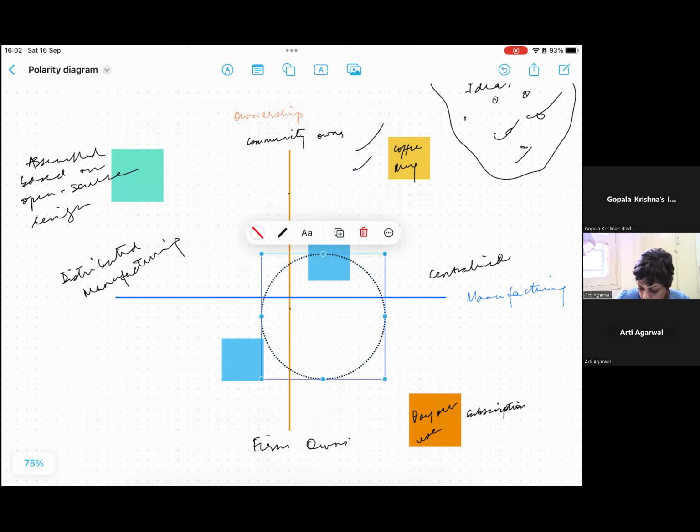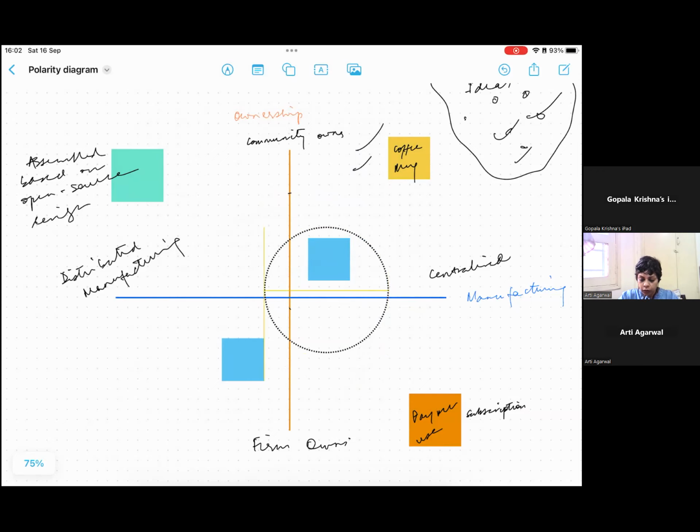So yeah, suppose I want something like this, where I put it. This is where I want it to be. Ideally, somewhere here is where you want your idea to be. So you can also mark it on your own diagram in a dotted way, or you can use a marker to circle that part if you're doing it on paper.